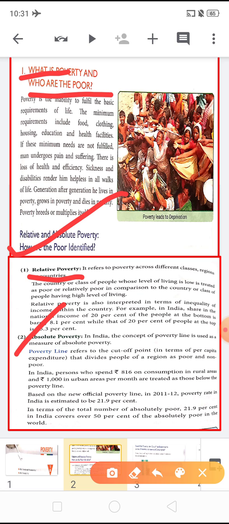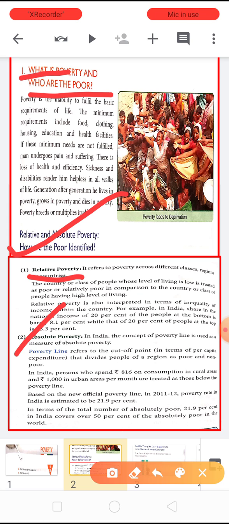So, what is absolute poverty, children, in India? Again, I'm saying the concept of the poverty line is used as a measure of absolute poverty. The poverty line basically refers to the minimum cutoff line in terms of per capita expenditure that divides the people of a particular region as poor or non-poor. So in India, persons who spend 816 rupees on consumption in rural areas and 1000 rupees in urban areas per month are treated as those below the poverty line.